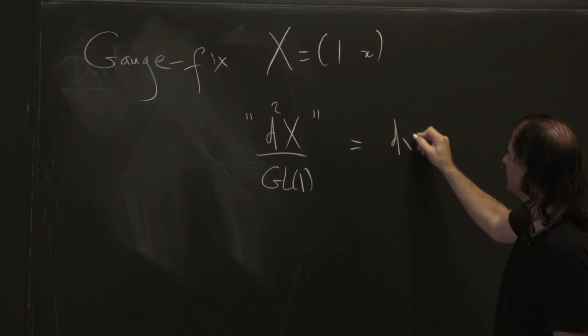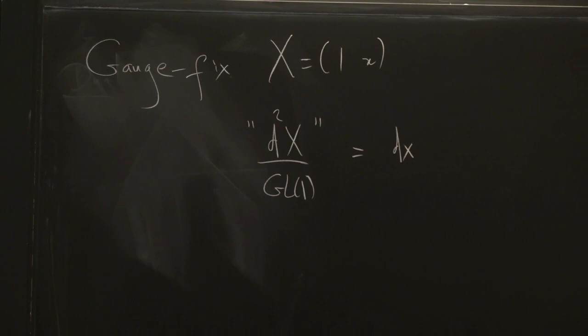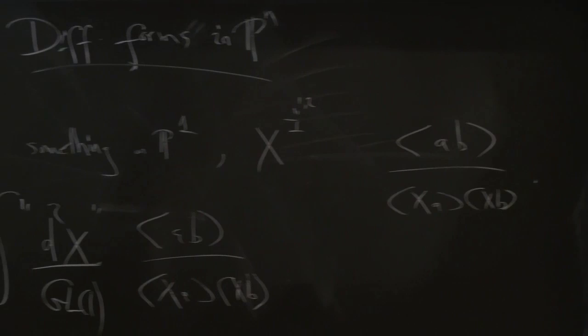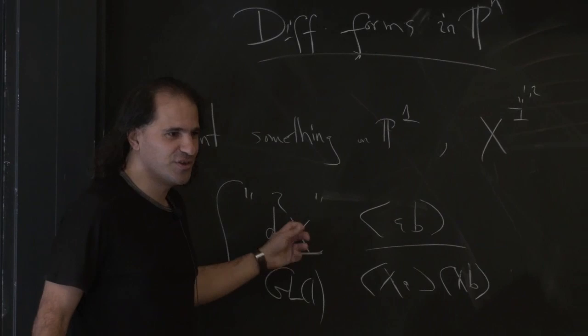Right, just the differential on the space. Now, there's actually nothing wrong with this notation. It's a little bit funny looking because it's a 1 form, but you're writing it as something that looks like a 2 form, and so on. There's nothing wrong with this notation.